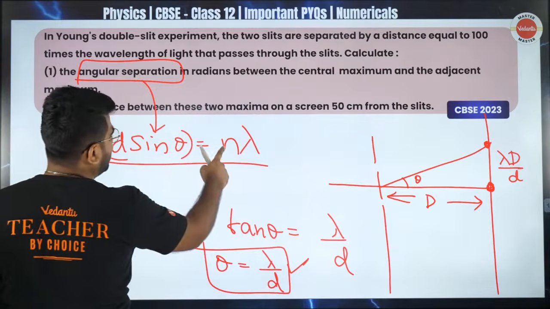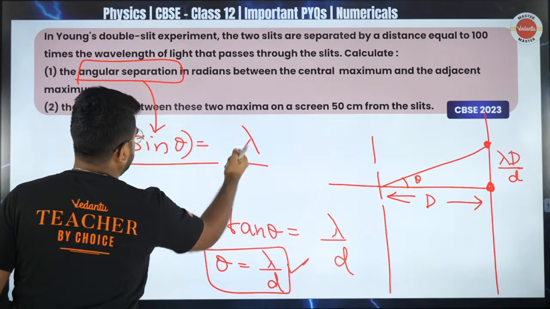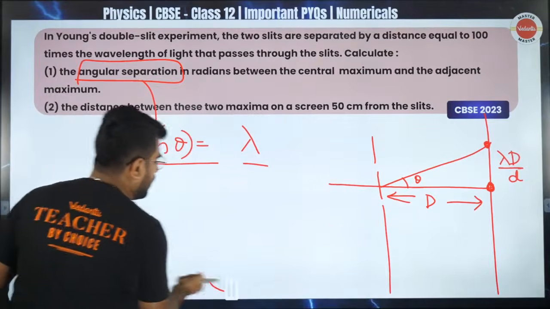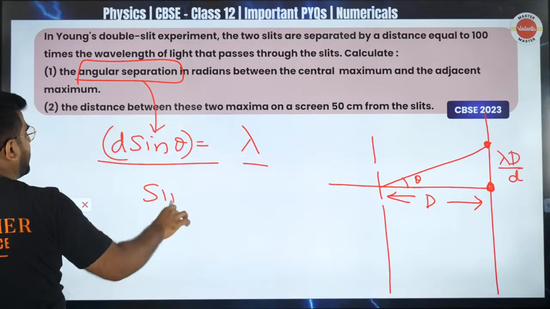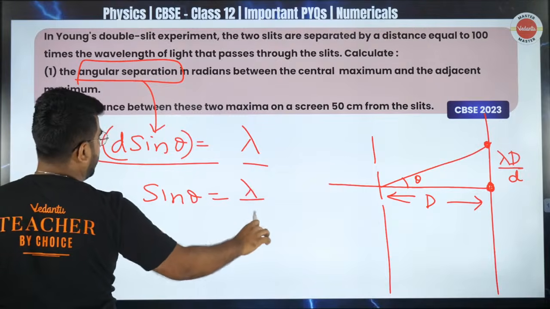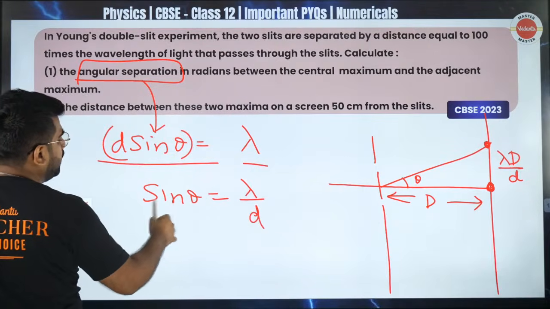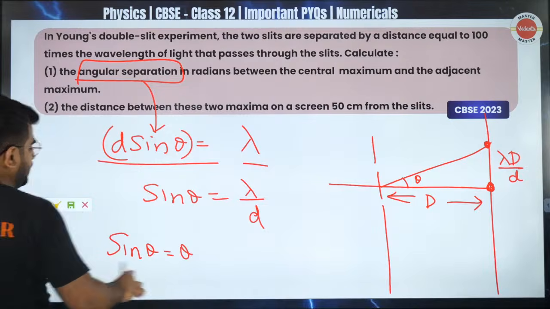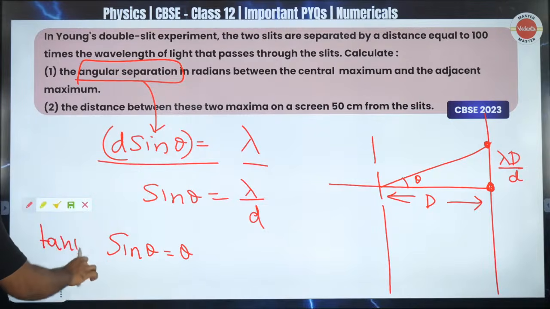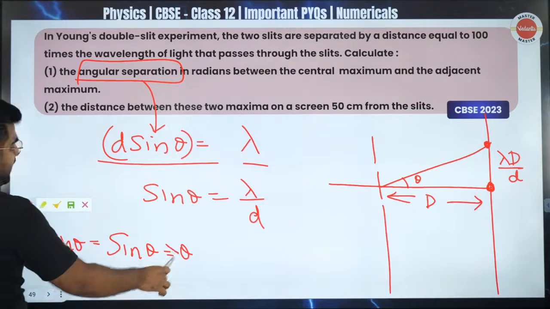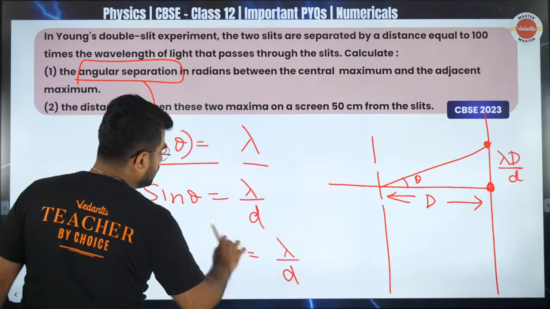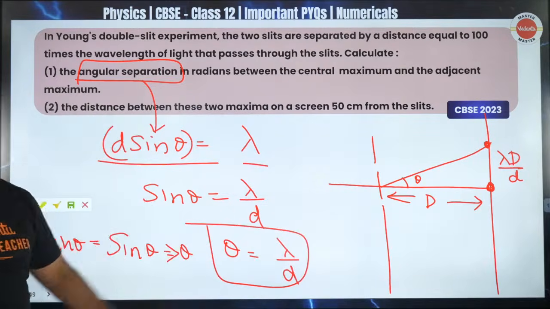So first maxima means n equal to 1. Put n equal to 1 and the same answer comes: sin theta is equal to lambda by d. For small angles, sin theta and tan theta are both equal to theta. So sin theta equal to theta, theta equal to lambda by d. Solve it the same way and you get the same answer.